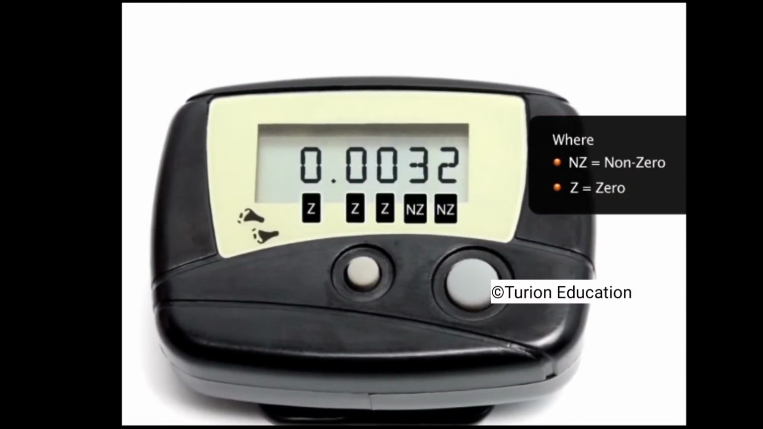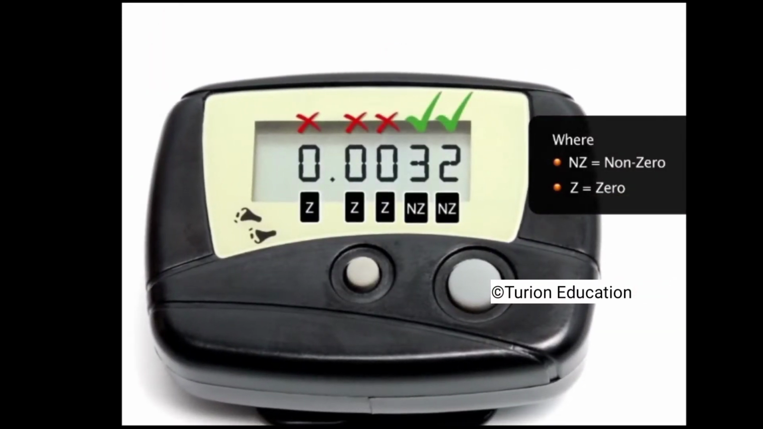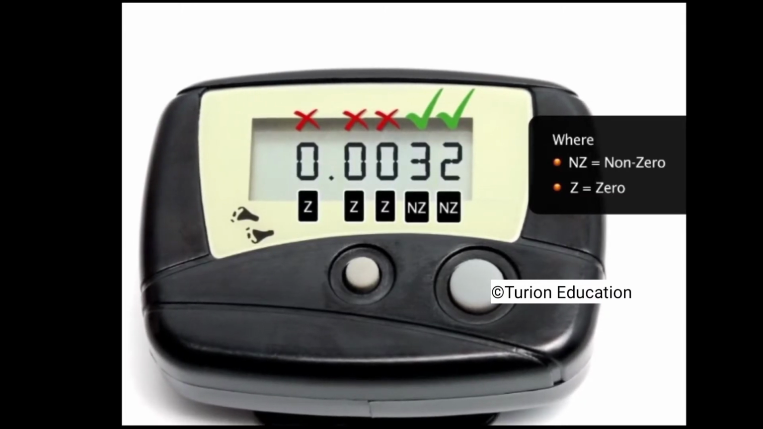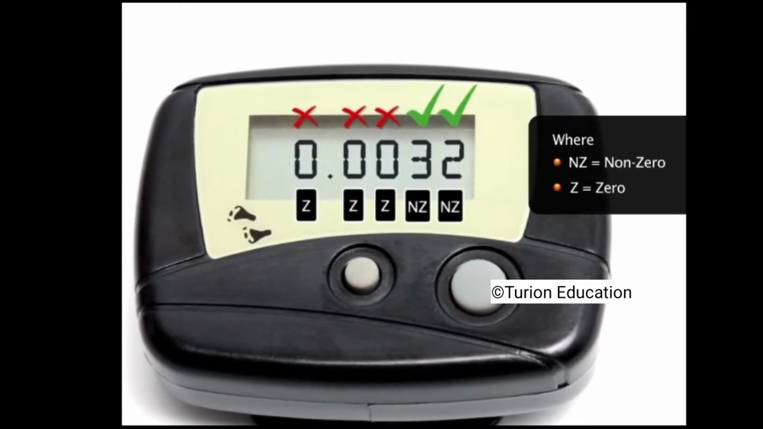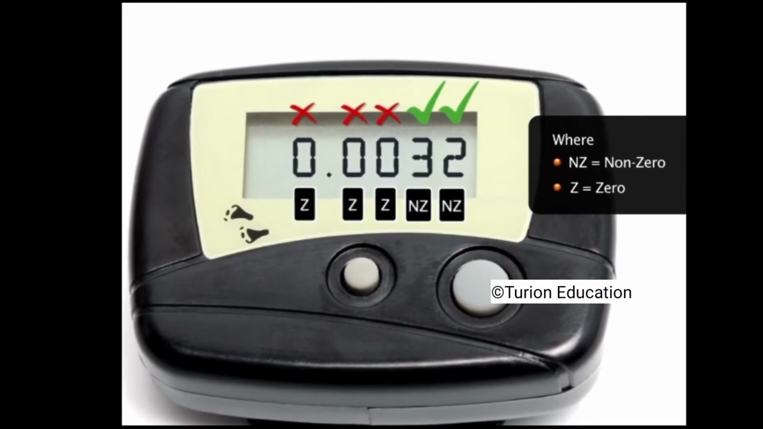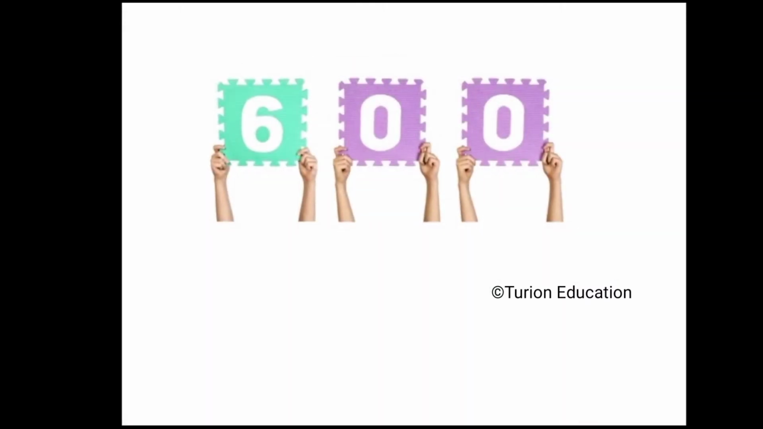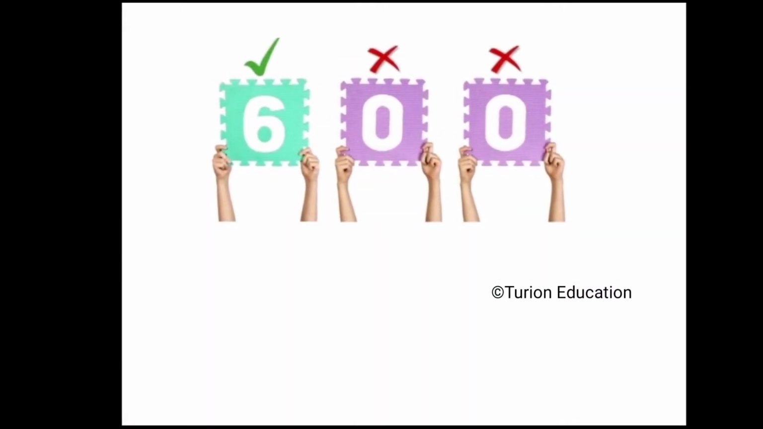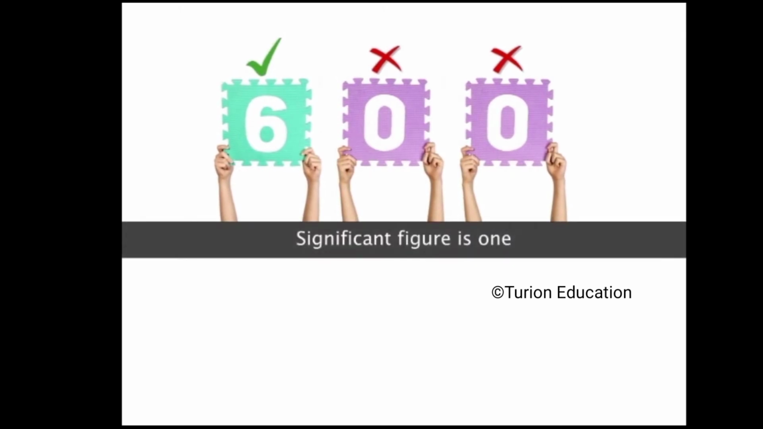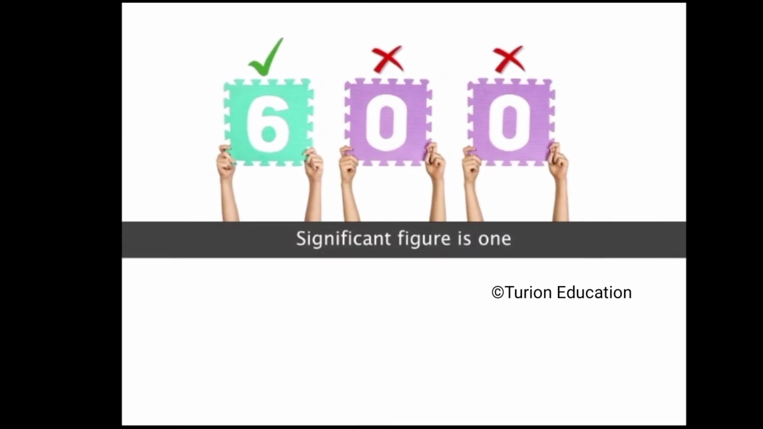Zeros after the decimal point and before non-zero numbers are not significant. Thus, there are 2 significant figures in 0.0032. Zeros that follow the numbers without a decimal point are not significant. There is only 1 significant figure in 600.